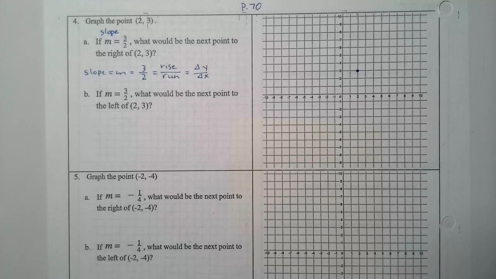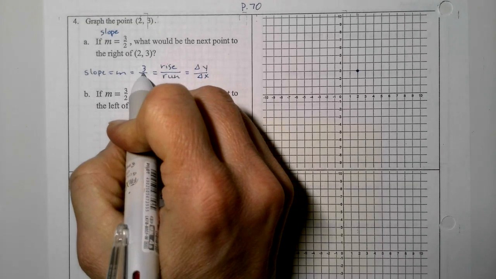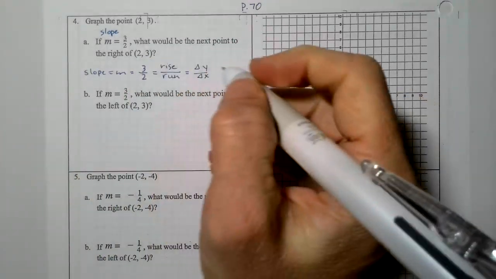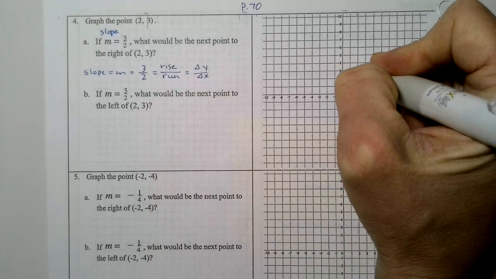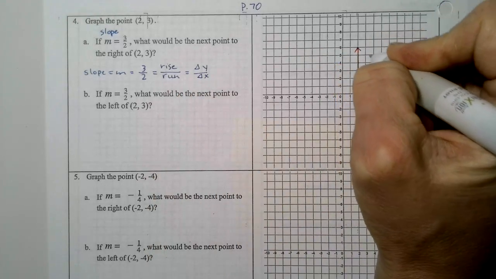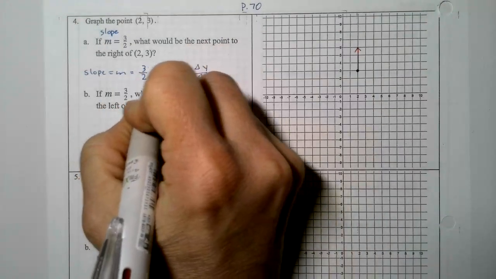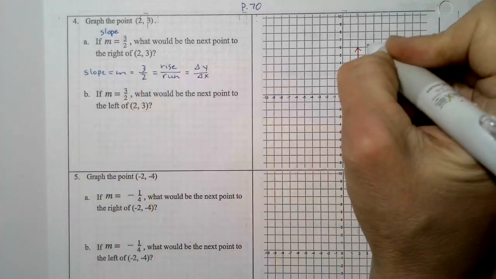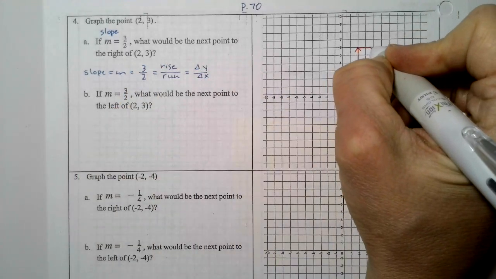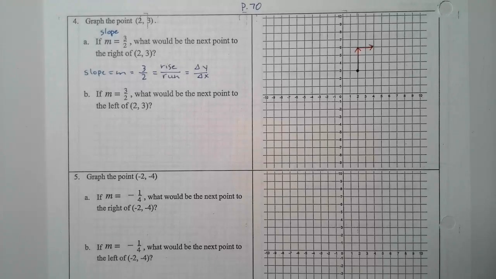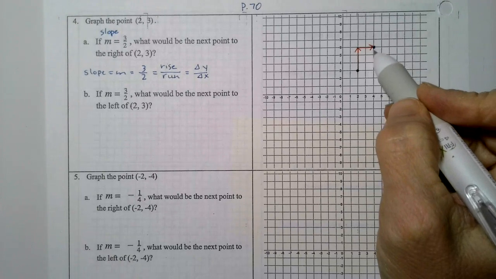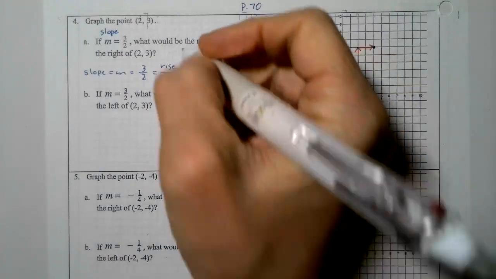So if we look at what the rise is, it's 3. It's a positive 3, which means I should be going up. So going up 3 from there, and then the run is 2. That's the horizontal change, and it's positive. The positive direction is to the right. So my next point to the right should be this point right here, which is 4, 6.